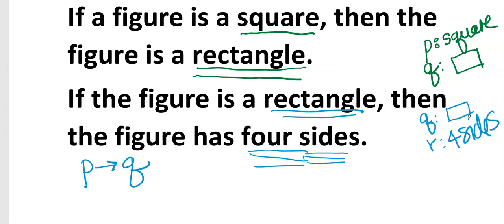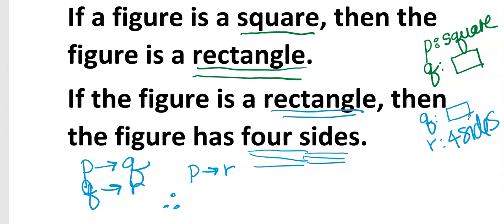My second sentence started with Q and went to something else. So my second one is Q arrow R. Is that okay so far? Yep. So my conclusion is going to be, and I'm going to write it over here so I can have a little bit of room, if P, then R. So my conclusion needs to be P arrow R, and I need to write it in words. This is the only part that you really have to make sure you write in all the words. The rest of them can be just little tiny thoughts.